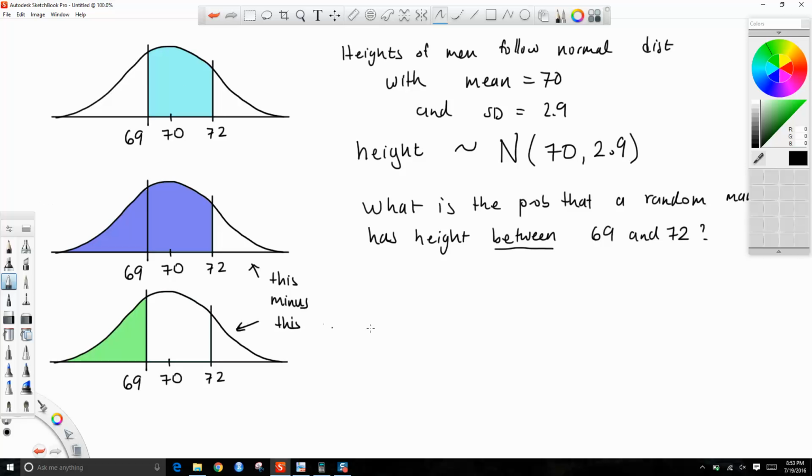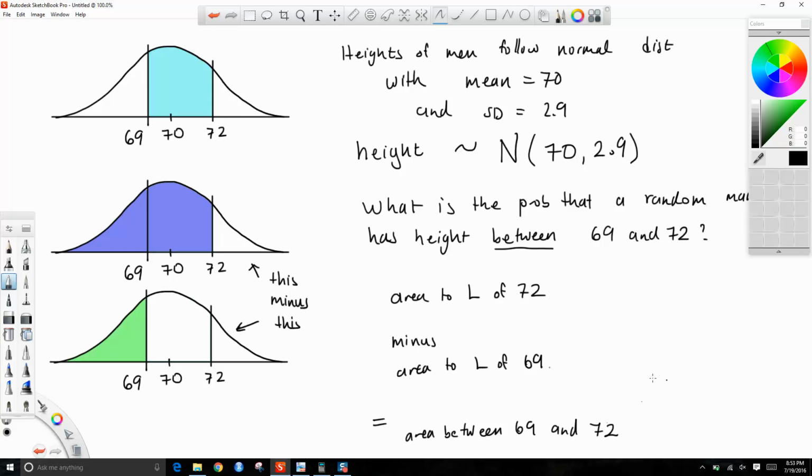So we're going to find the area to the left of 72, and we're going to subtract the area to the left of 69, and this will equal the area between 69 and 72. Does that make sense to everyone visually? Okay? So sometimes you might get a question that asks what's the probability that some measurement is between two numbers? Well, you just do it the same as before.